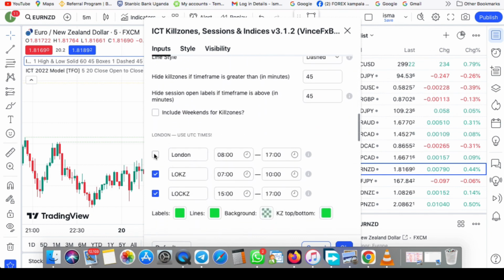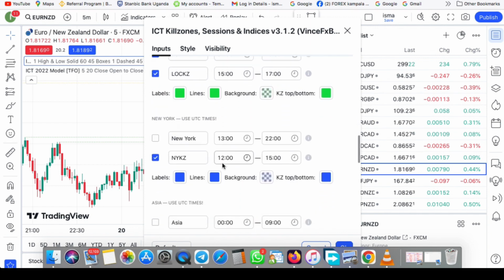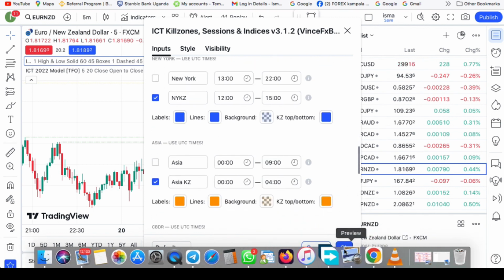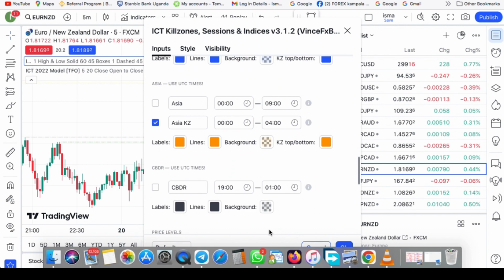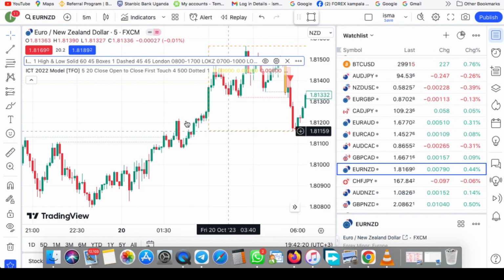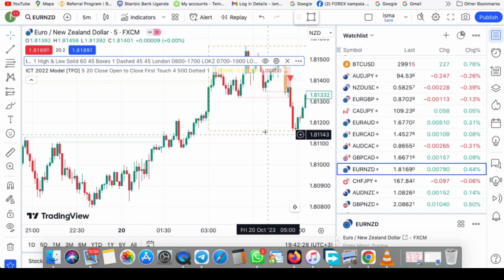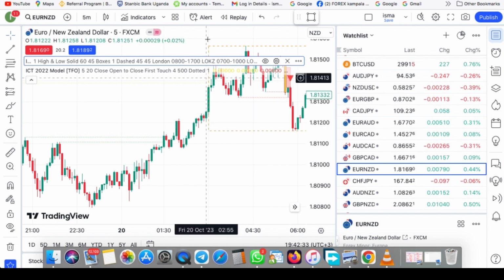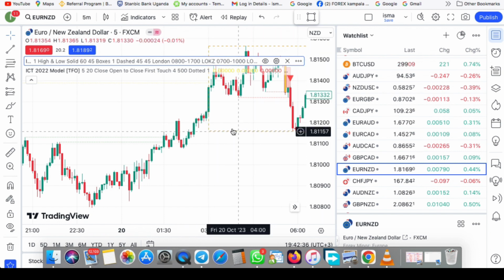Once you do that, you realize that on our chart we can spot the Q zone that we're in. So it's mandatory for you to go and watch this. This dotted box that you see is of course the Q zone. Now this other indicator, the ICT 2022 model, helps to identify liquidity levels. It will show you liquidity levels.